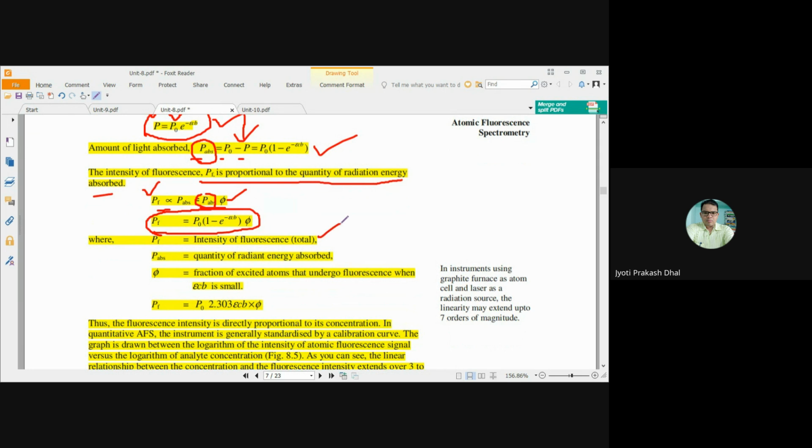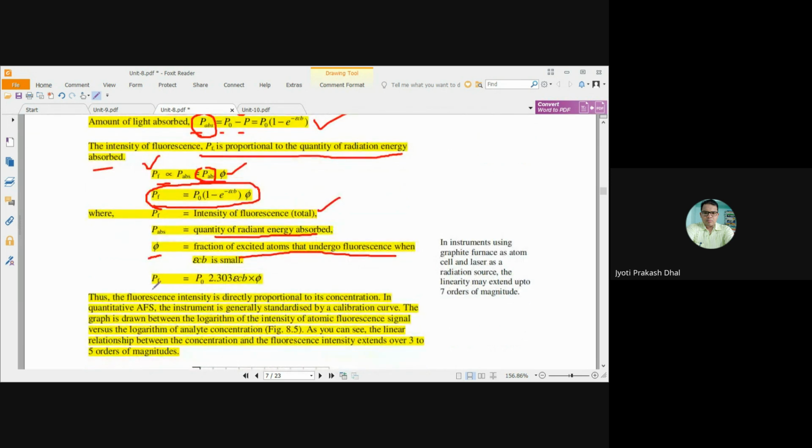where PF is the intensity of the fluorescence, that is the total fluorescence. PABS is the intensity of the radiation absorbed. Phi is the fraction of the excited atoms that undergo fluorescence. When epsilon Cb is very small, we can write PF equals P0 into 2.303 epsilon Cb into phi.